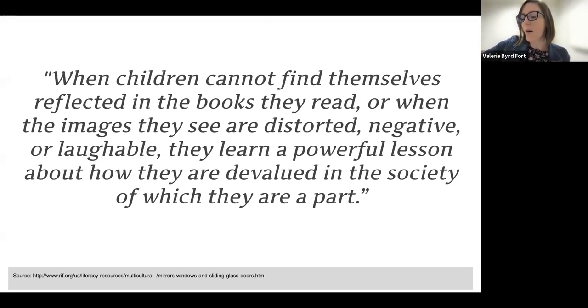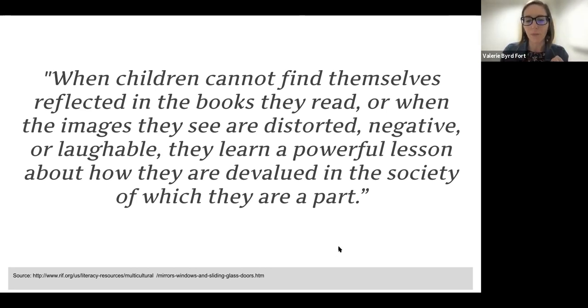So if you just don't have these books in your collection, or for educators, for teachers, for librarians, if you're just not sharing these books, you're leaving out certain audiences. You're leaving out your community. You're leaving out folks in your community. So it is important to make sure that your patrons can find themselves reflected in the books that they are reading, in the books that they find on the shelves in their libraries.